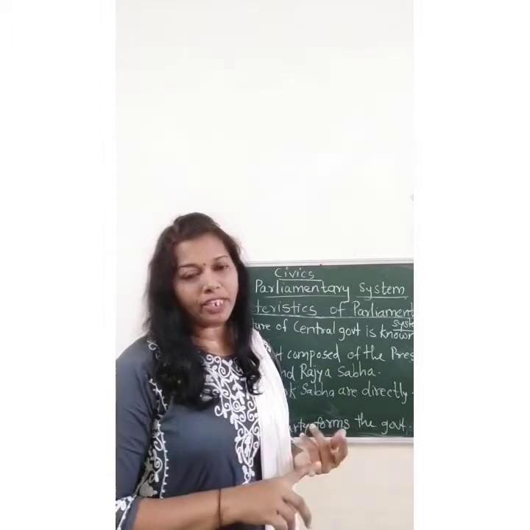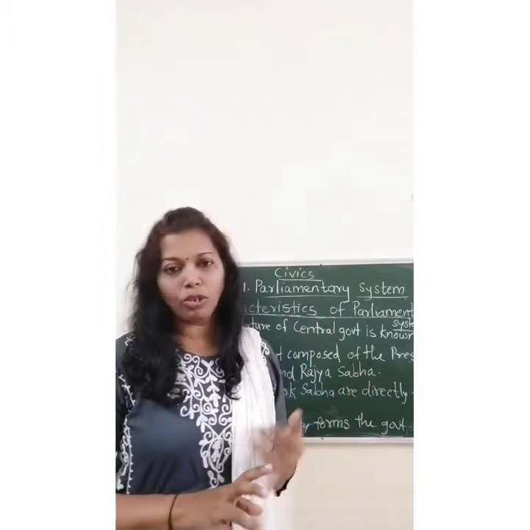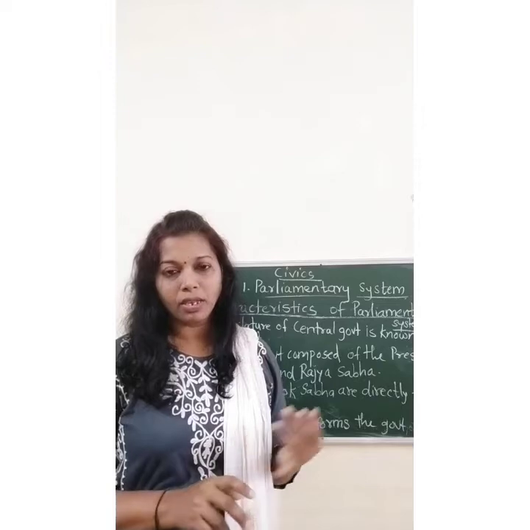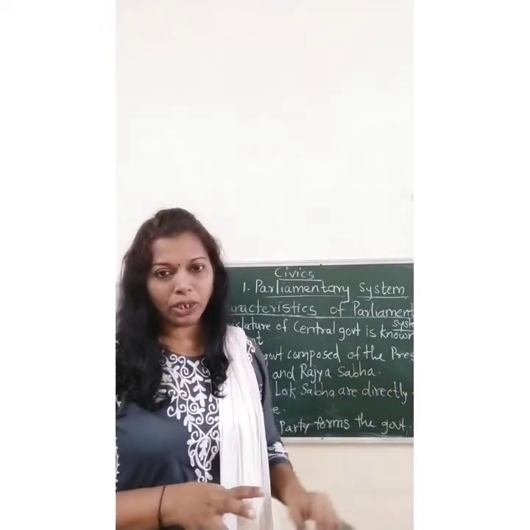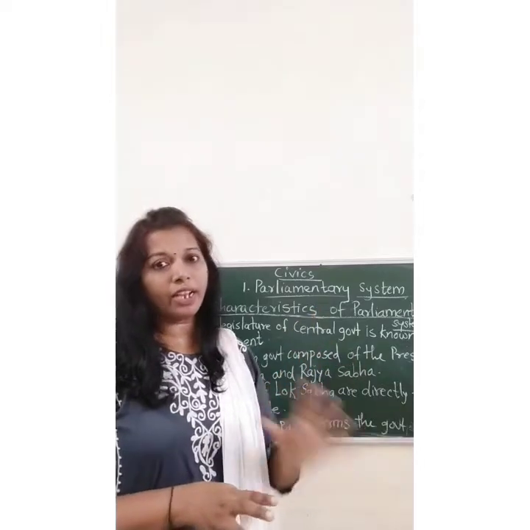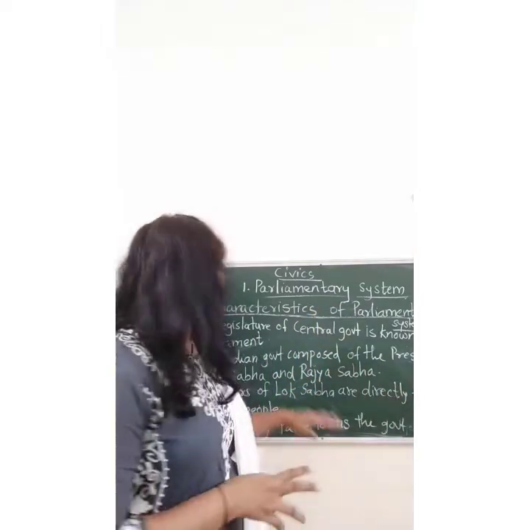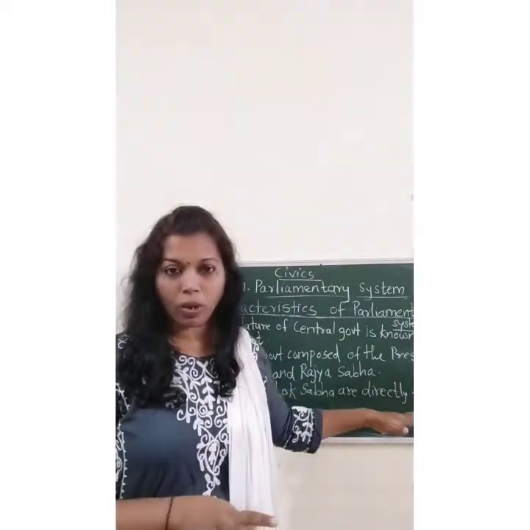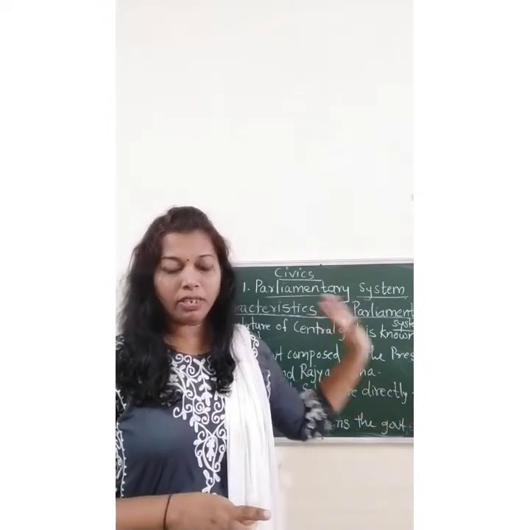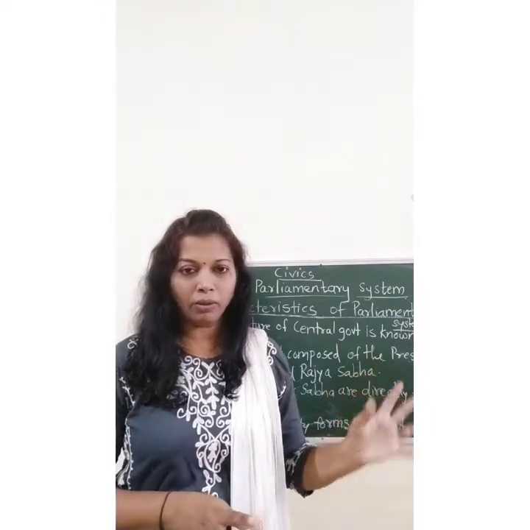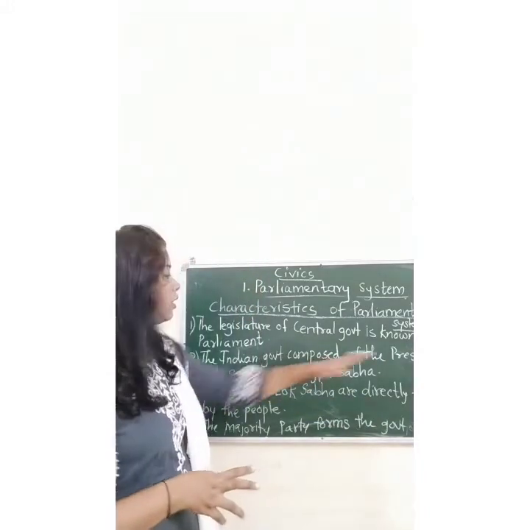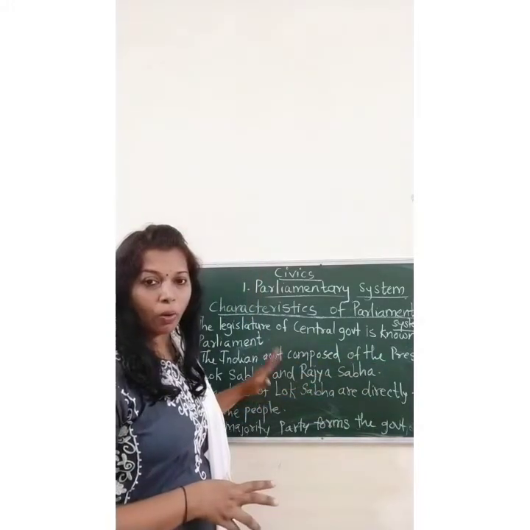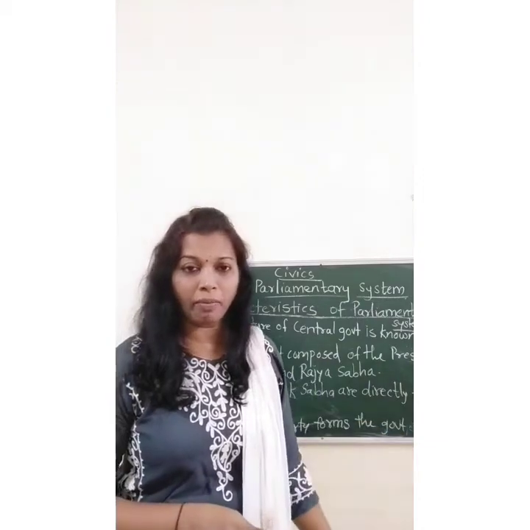Every state again has two houses, that is Vidhan Sabha and Vidhan Parishad. At the central level, there are the Rajya Sabha and Lok Sabha, which deal with everything about how to run the administration. So these are the three main bodies handling the Indian government.